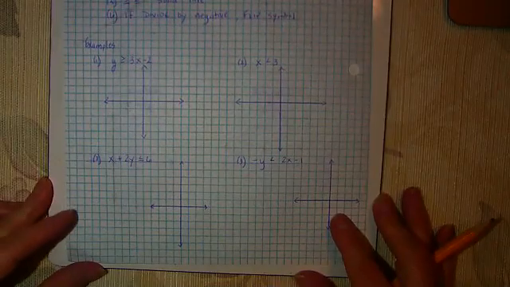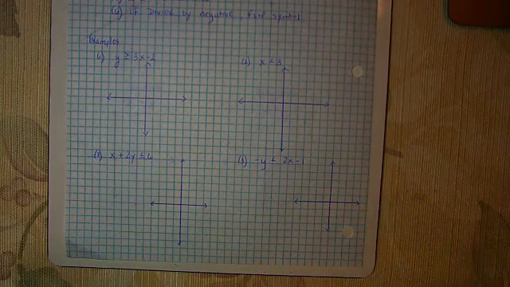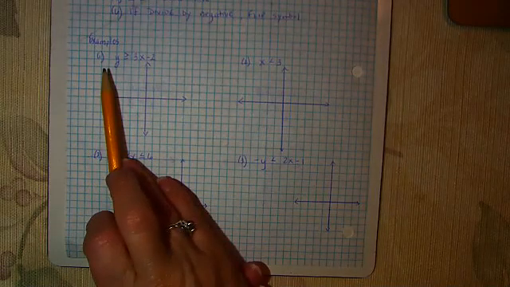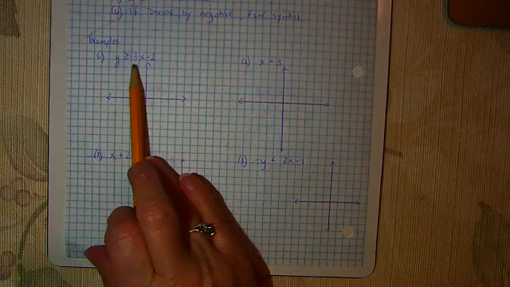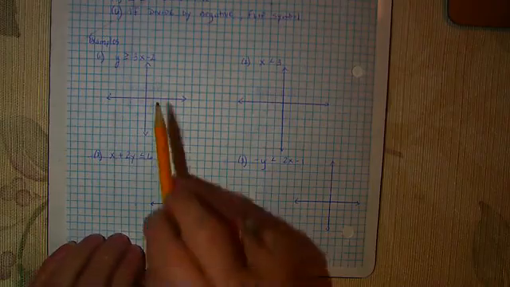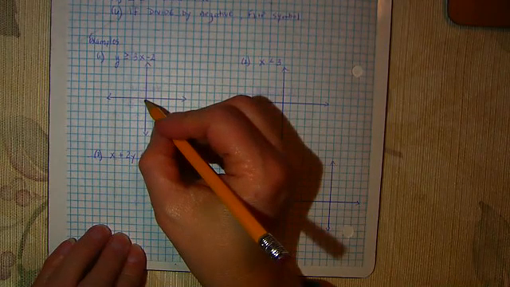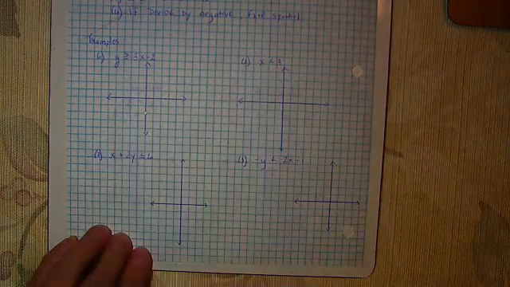The first example that we're going to start with is something that's already in slope-intercept form, just to get us going. Example number 1: y greater than or equal to 3x minus 2. Already in slope-intercept form, we can go ahead and start making our graph. We're going to go to our -2 on the y. I'm going to count down to -2 and put my point there.